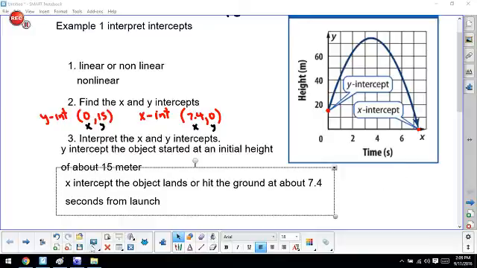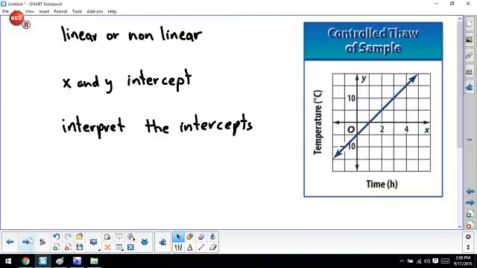All right, so let's see if we can do one on our own. And what I want you guys to do is find out if this is linear or nonlinear. Tell me the x and y-intercept. Interpret the intercepts. Okay, so what I want you to do now is just pause the video, answer the question, and just go ahead and click back on the video to see if you got the right answer.